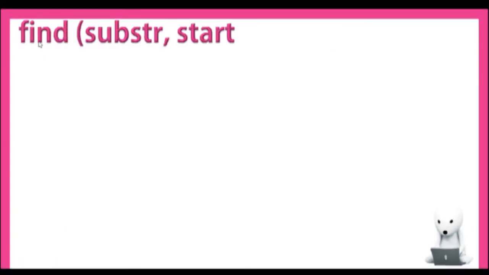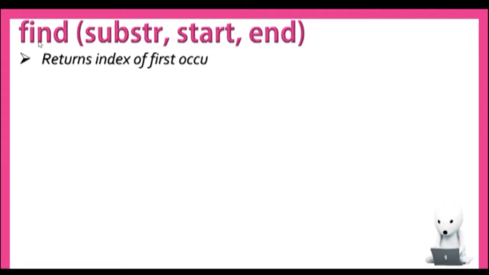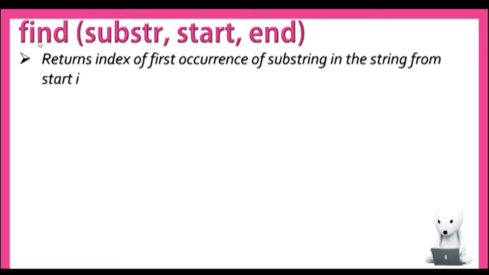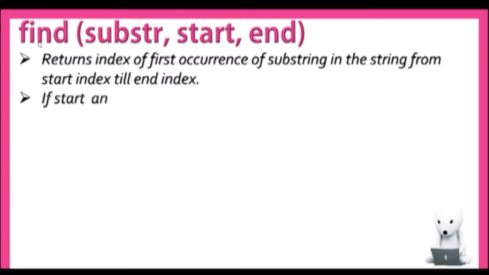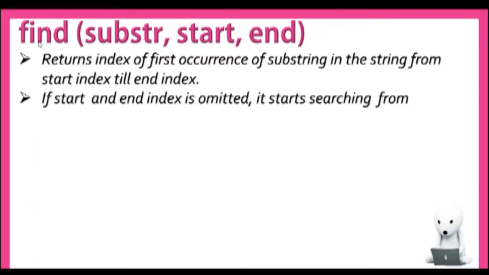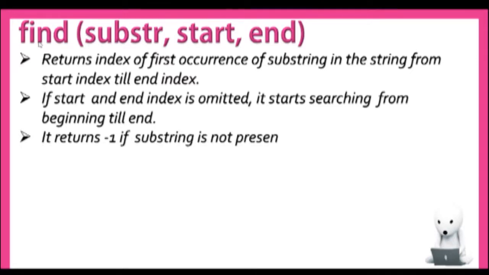Next on the list is find, with substr, start, end. It returns the index of the first occurrence of the substring in the given string from the starting index till the ending index. If start and end indexes are omitted, it starts searching from the beginning till the end. It returns -1 if the substring is not present.